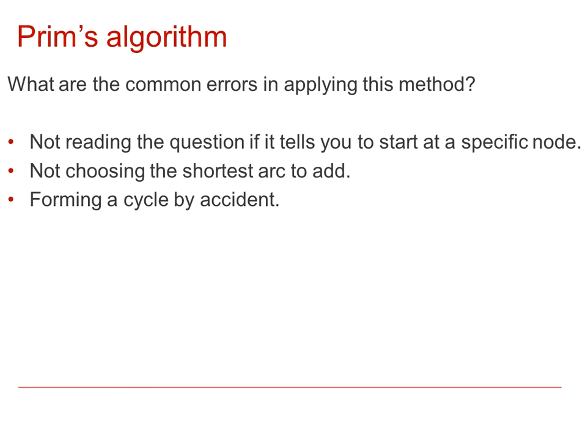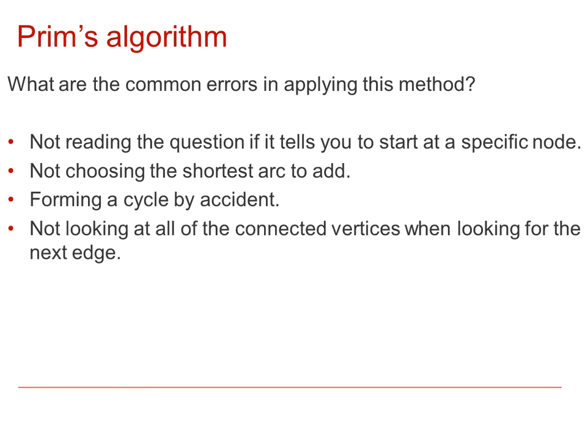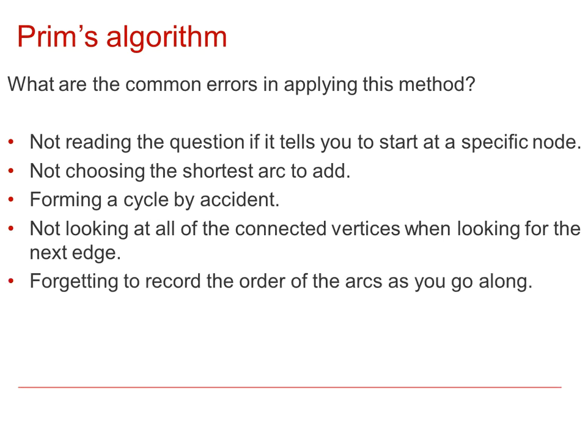You must remember that you look at all of the vertices when you're looking for the next edge. So look at all of those that are already on the tree and join them to the next nearest one. Always remember to record the order of the arcs as you go along. It's silly to do it once and then have to go back and do it all again to work out which order you used.